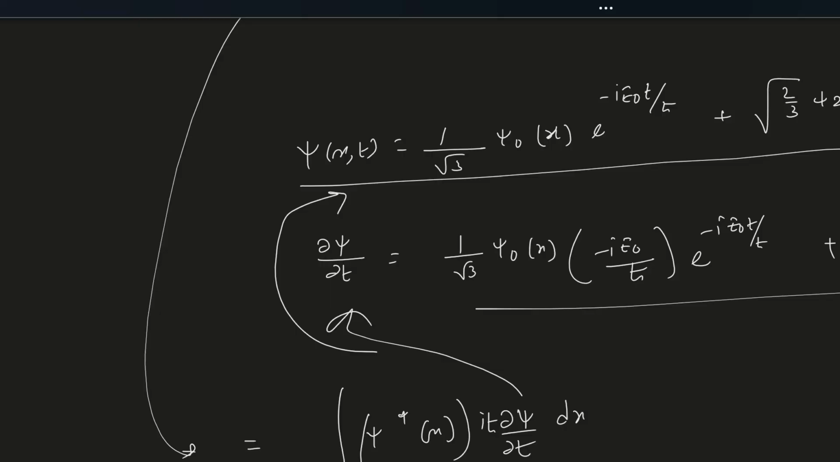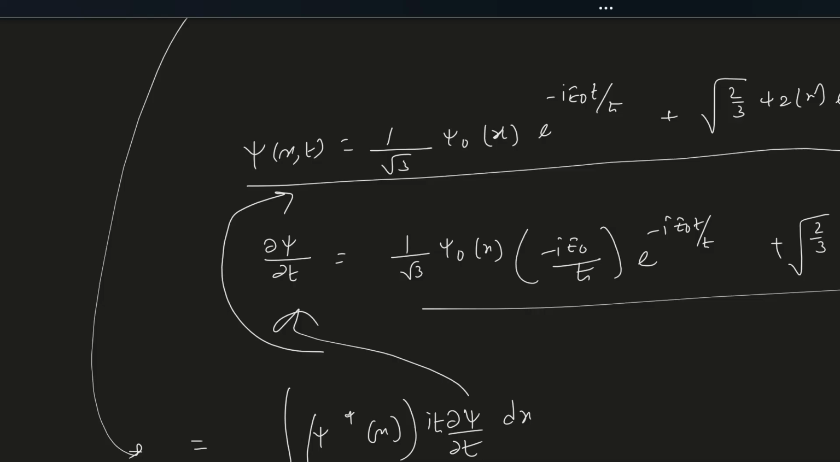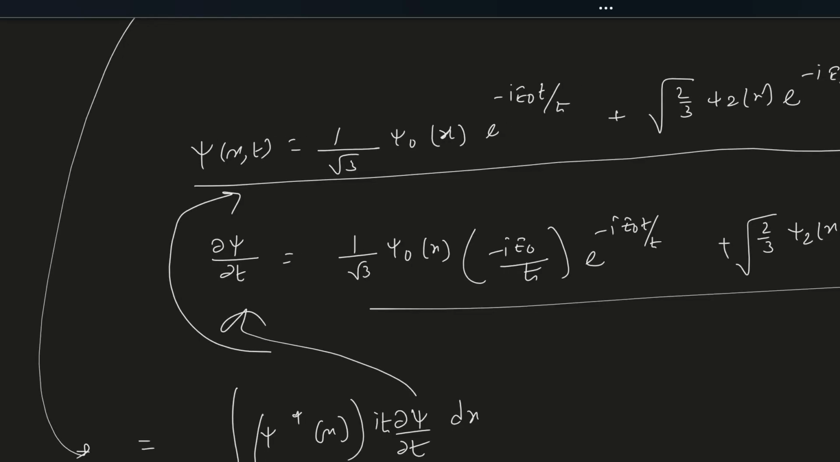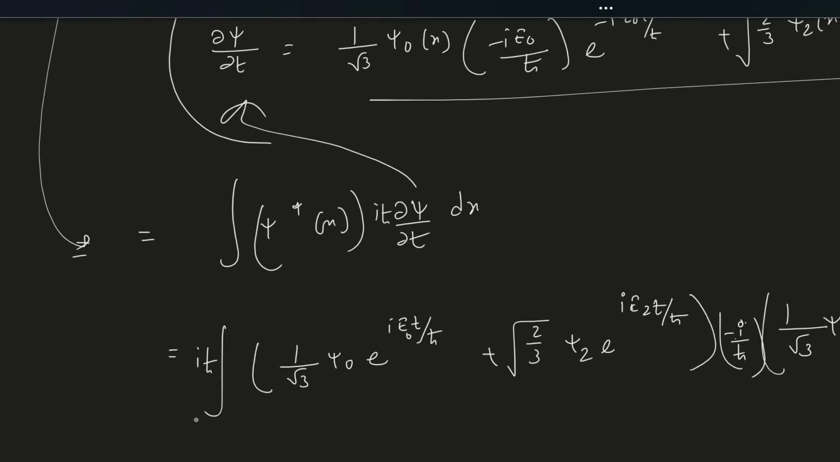Then e to the power of minus E naught t by h cut, plus root over 2 by 3 psi 2 e to the power of minus E2 t by h cut, then dx. So this i h cut and minus i by h cut, minus i squared is plus 1, so this is plus 1 as a constant outside.